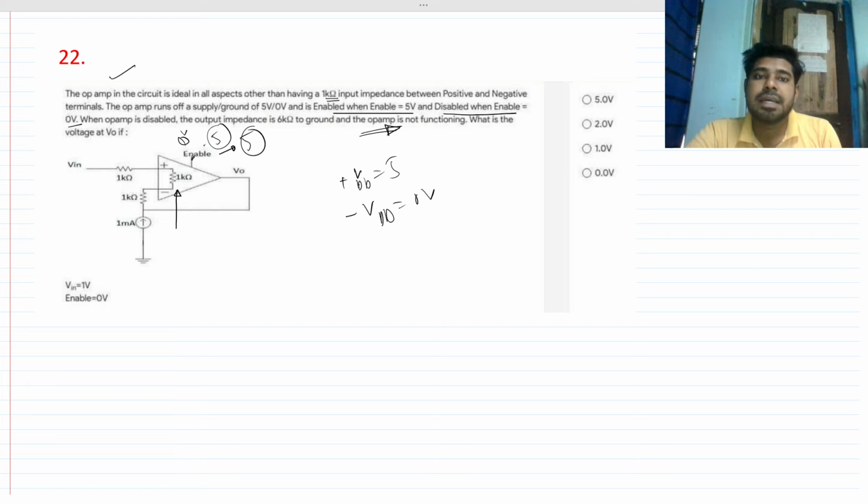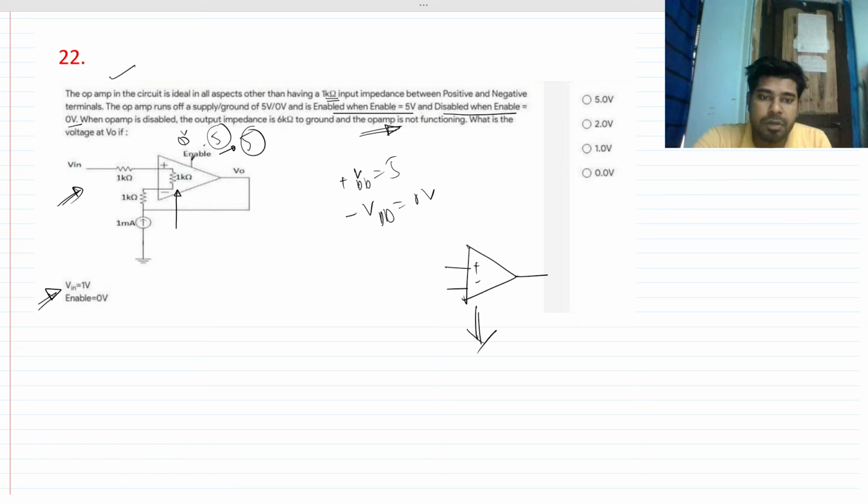And what is the voltage at V out, if the circuit is shown here and your condition is like this? So let's solve it. First of all, we need to know what an op amp actually is. The op amp looks like this, you all know. So what is the equivalent circuit model of that?